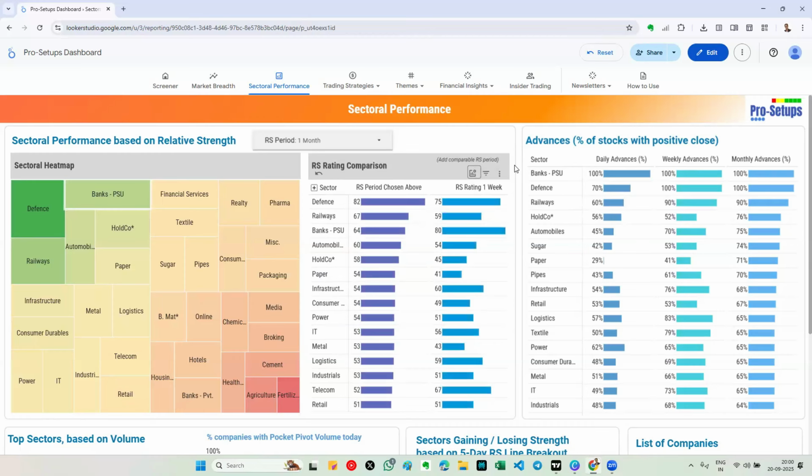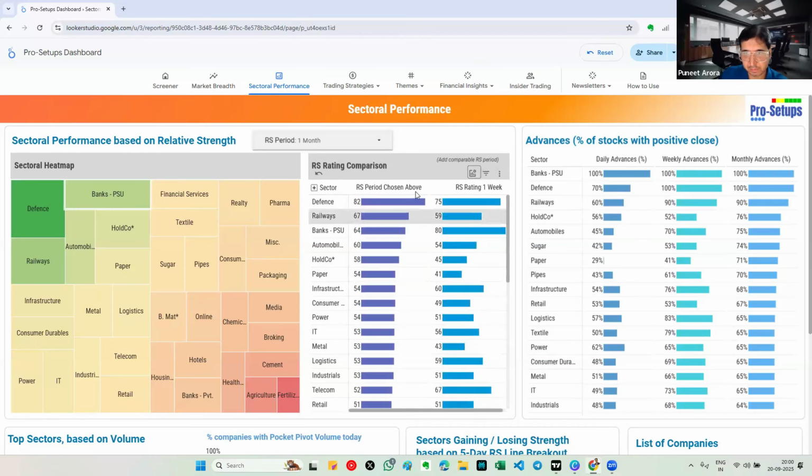Yeah, actually, I use that one mostly. Right. So this is the monthly RS we have chosen. We have chosen 1 month here. This is the monthly RS. This is the weekly RS.